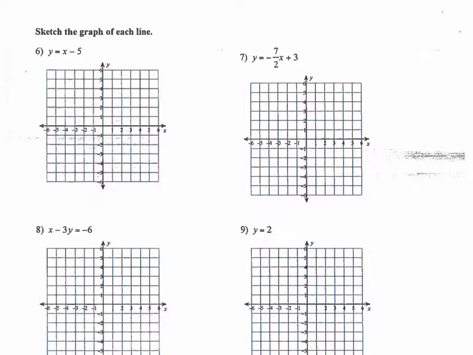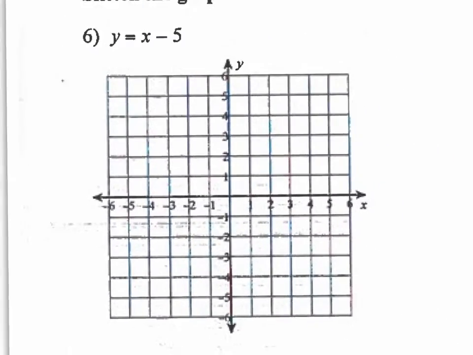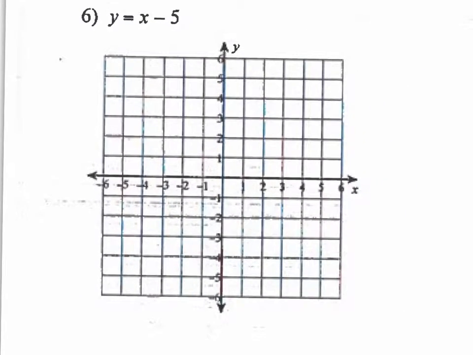All right, page 2. Number 6, this starts in slope-intercept form, so I don't need to change it. I like this form because it's easy to graph. So I zoom in on this graph. I'm going to start with the y-intercept. The y-intercept is at -5, so I'm going to plot the point here down at -5.